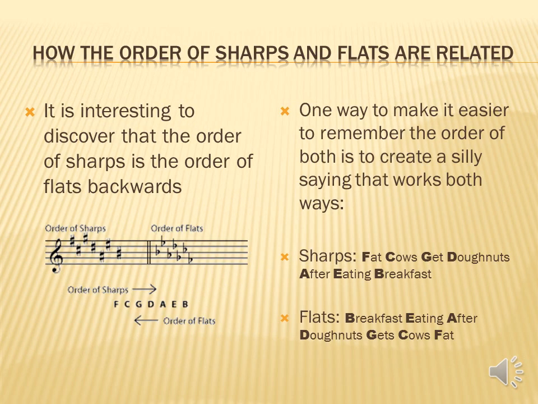How the order of sharps and flats are related. It is interesting to discover that the order of sharps is the order of flats backwards. One way to make it easier to remember the order of both is to create a silly saying that works both ways. For sharps, we have fat cows get donuts after eating breakfast, and that works backwards for flats, which is breakfast eating after donuts gets cows fat.